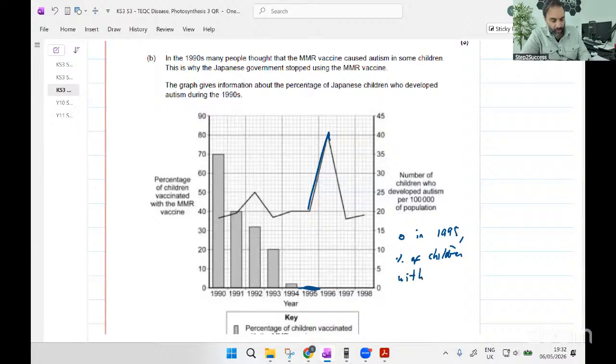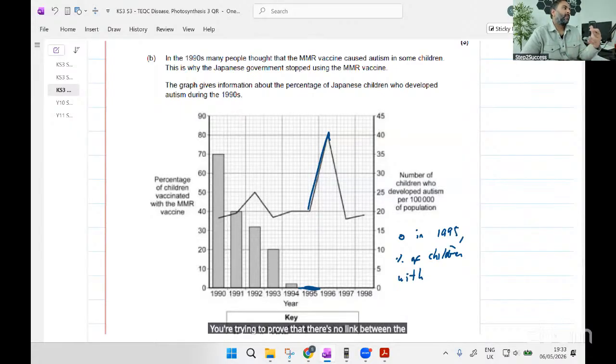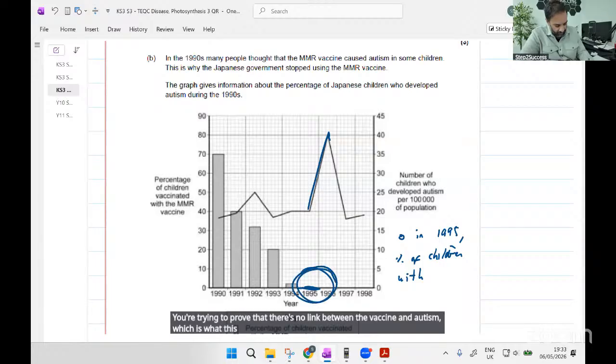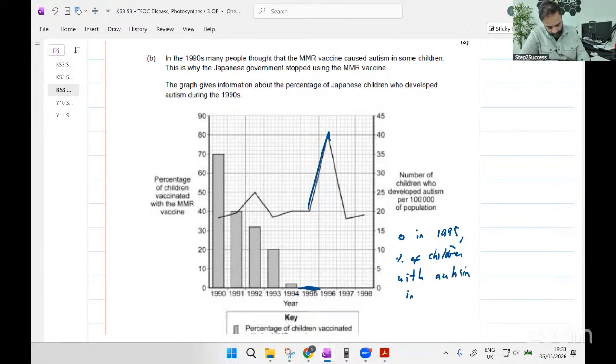You're trying to prove that there's no link between the vaccine and autism, which is what this data suggests, right? If there's no vaccines, yet there's a huge increase in the number of people with autism, it suggests it's nothing to do with it. That would be a couple of the marks.